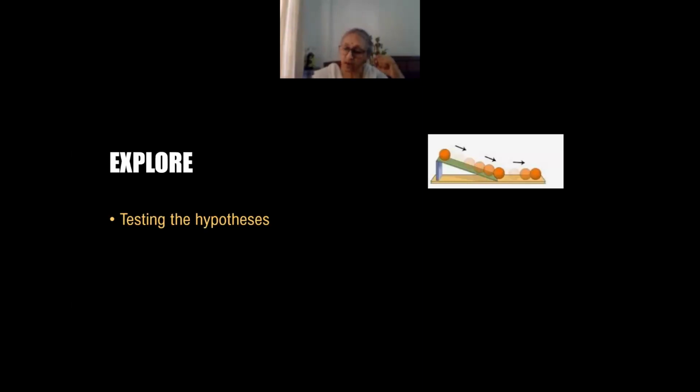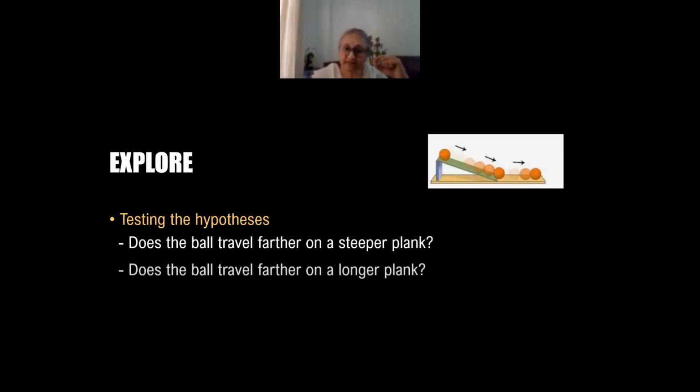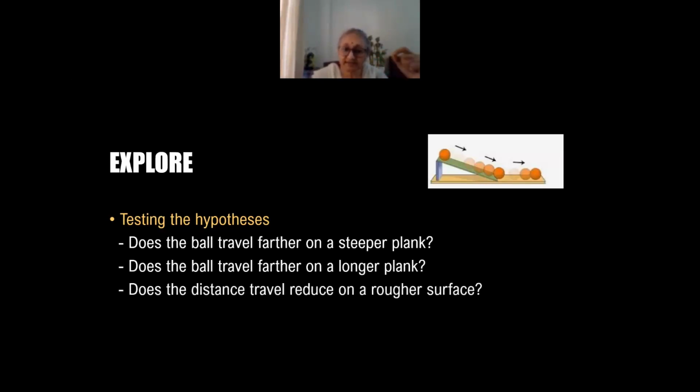So what are they going to test? They are going to test, does the ball really travel farther on a steeper plank? Does the ball travel farther on a longer plank? Does the distance traveled reduce on a rougher surface? So all these are the ideas that they already had, but the scientific attitude tells us that we should not take things for granted. We should verify them.